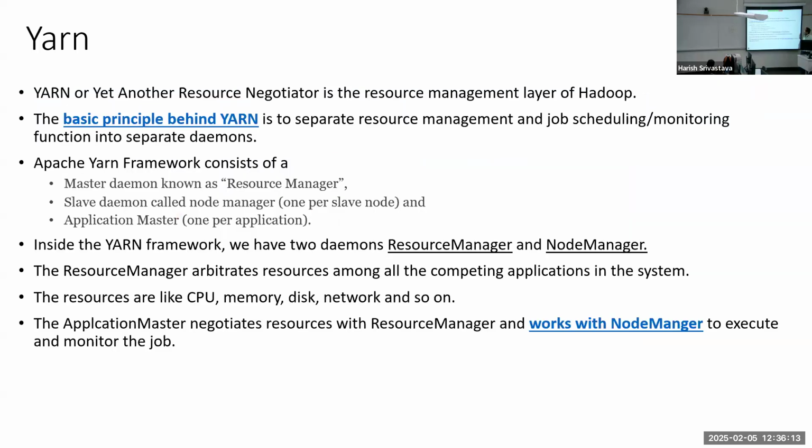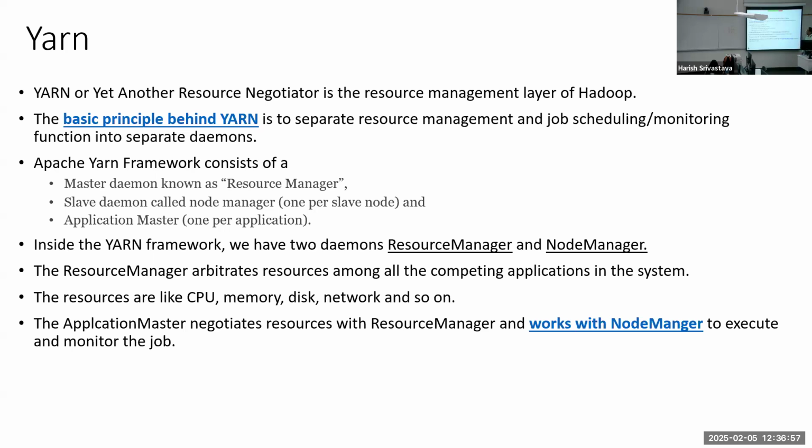YARN, Yet Another Resource Negotiator, is the resource management layer of Hadoop. The basic principle behind YARN is to separate resource management and job scheduling or monitoring functions into separate daemons. In Hadoop 1.0, job scheduling and resource management were held by the Hadoop ecosystem itself, but now we have removed it and created another system where the process will run. A daemon is a word used for a process. In Windows we call it a process, but in Linux or Unix terms, we call it a daemon. So it was created as a separate function or process to be executed.